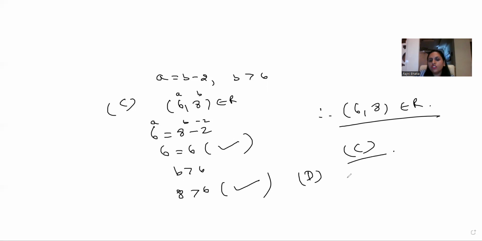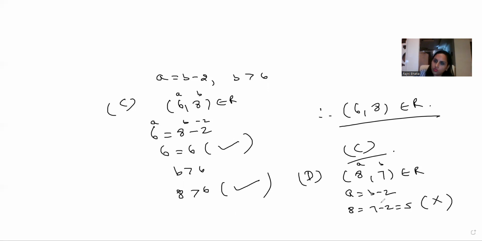Now if we check for option D, 8, 7 belongs to R. This is A, this is B. First of all, A should be equal to B minus 2. 8 is equal to 7 minus 2, which is 5, which is not true. So option C is the correct option of this question.